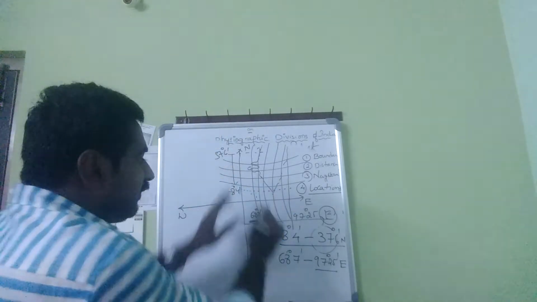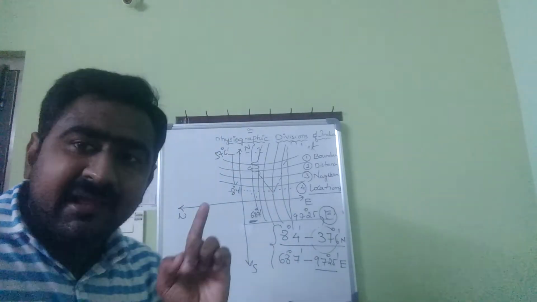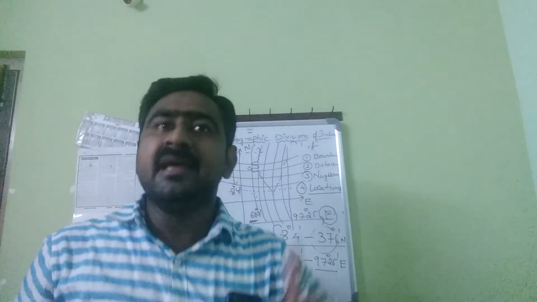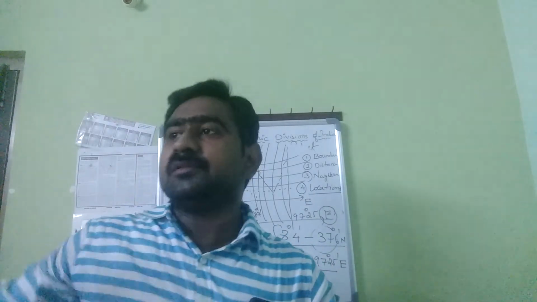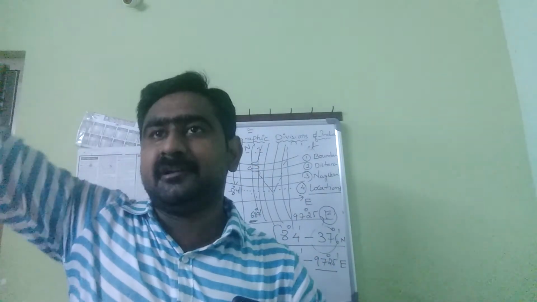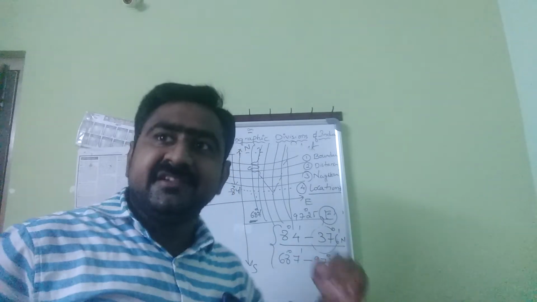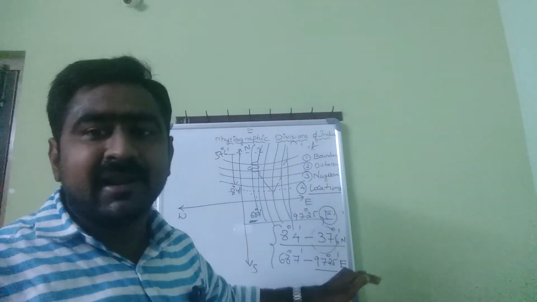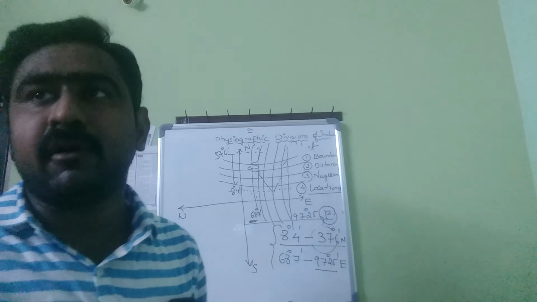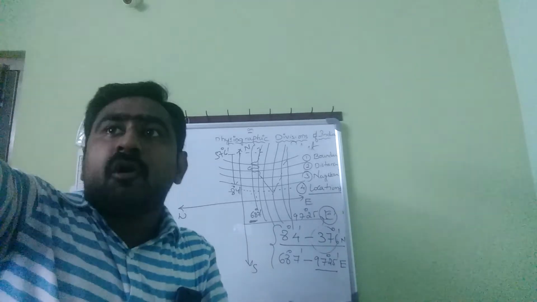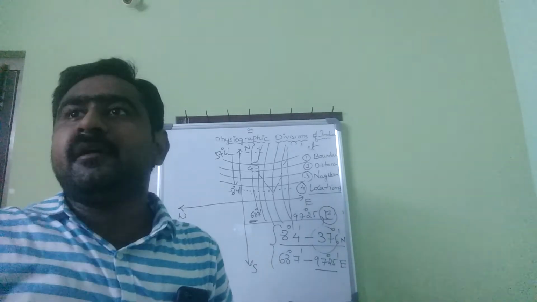So in between, total you can say that India is located between 8 degrees 4 minutes to 37 degrees 6 minutes north latitudes, and similarly 68 degrees 7 minutes to 97 degrees 25 minutes east longitudes. So in between north and east latitude and longitude, India is located.